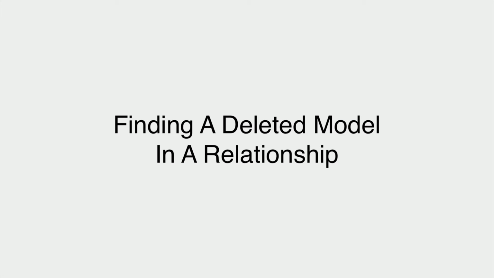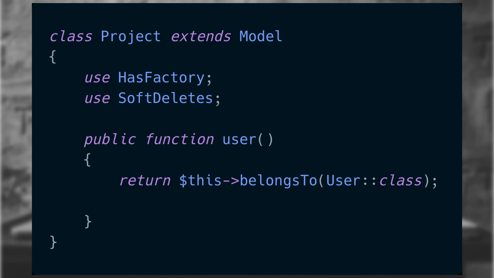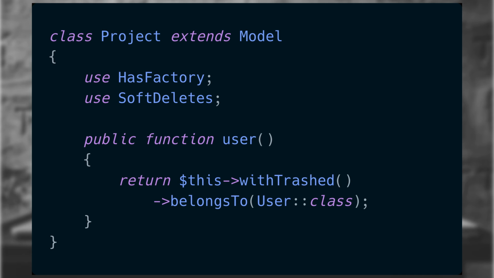Finding a deleted model in a relationship. While we're using soft deletes, it's important that we also be on the lookout for anywhere the Eloquent relationships interact with those soft deleted models. Normally, we would define a relationship like so. If the user associated with this project is soft deleted, and we attempt to access it through this relationship, the function will return null. The solution to this again is to use the with trashed function to have it return a result.